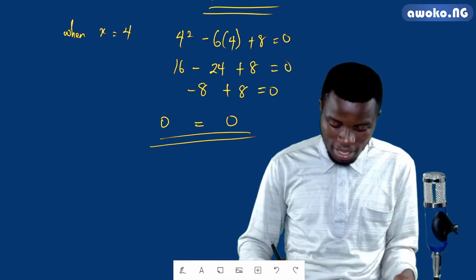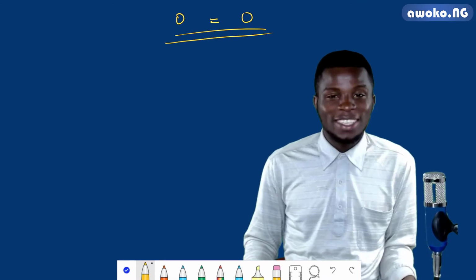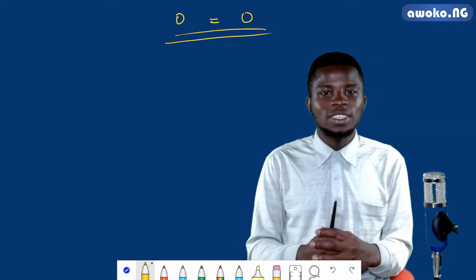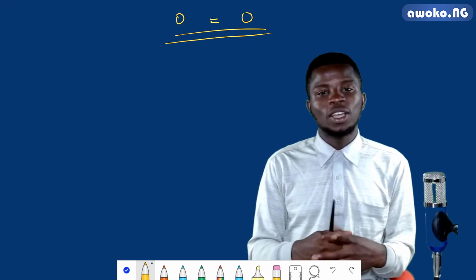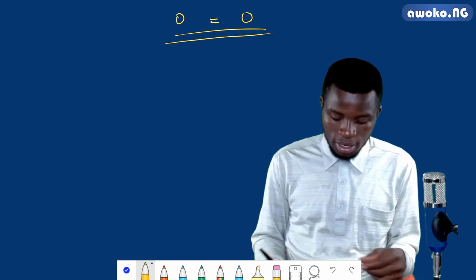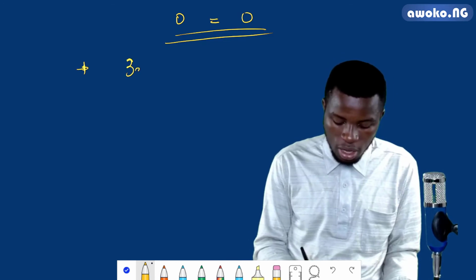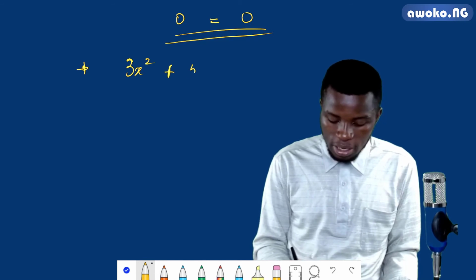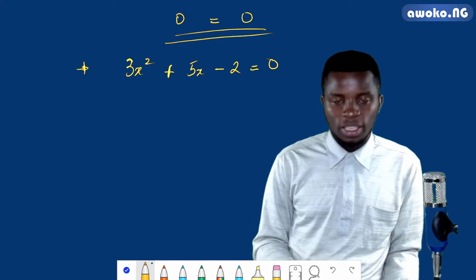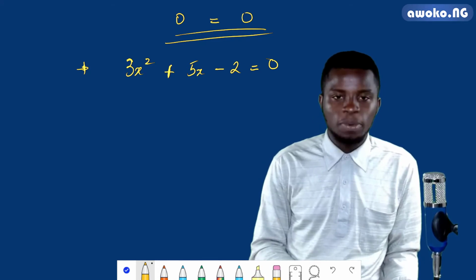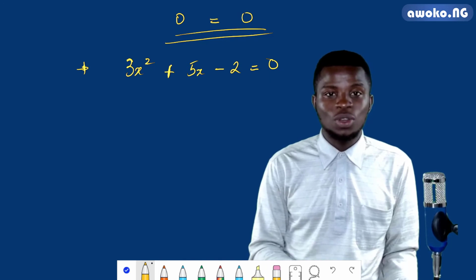Now, let us consider another example before I wrap it up on this segment. Let us consider another example to explain adequately the concept of factorization. Now, what if we are given the quadratic equation 3x squared plus 5x minus 2 equal to 0. This is our quadratic equation. We'll use this to explain the second approach where the coefficient of x squared is not equal to 1.